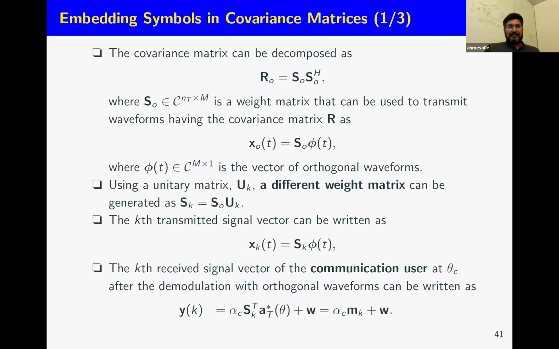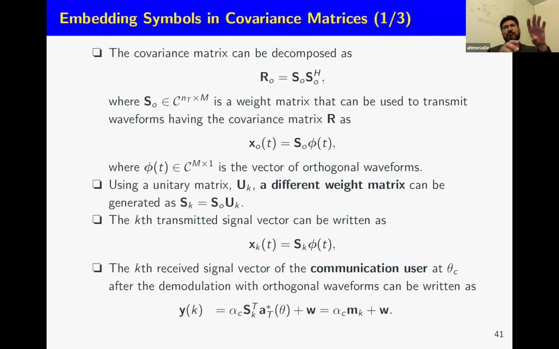Now, here we have R0. R0 is the covariance matrix, and this covariance matrix gives me a specific beam pattern. So I split this covariance matrix using the square root transformation, and here I have got the square root of R, and S0. Previously I assumed that X was the matrix of transmitted symbols or transmitted waveforms. Here I'm saying my S is the weight matrix. We can transmit our information in two ways.